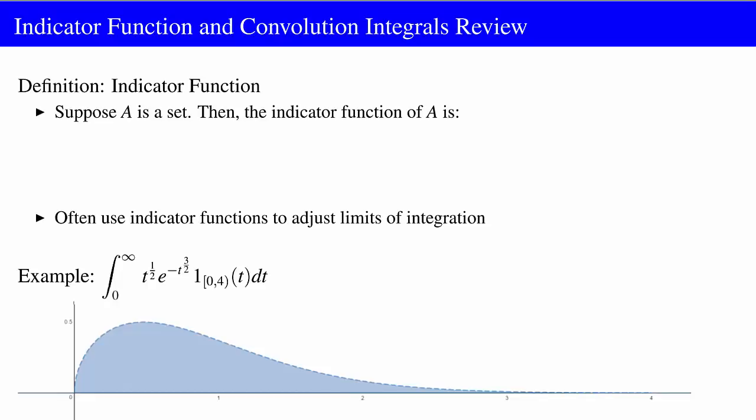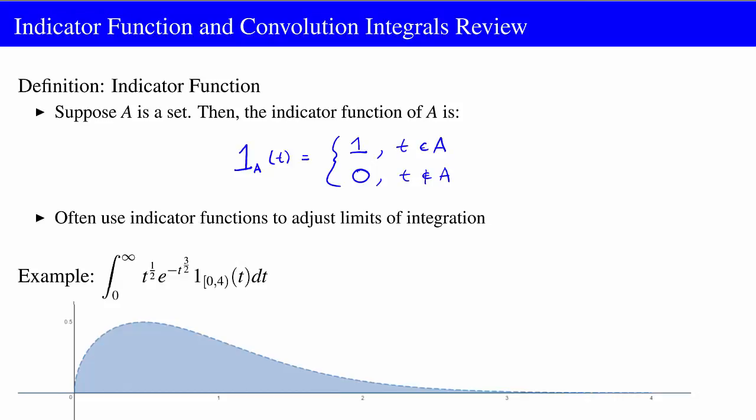In this lecture, we're going to talk about integration of indicator functions and also resulting convolution integrals. We will start by defining indicator functions. Suppose A is a set, then the indicator function of A is the function 1_A(t), such that it has two values. It's 1 when t is in A, and otherwise it's 0.